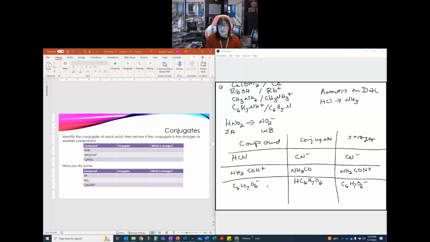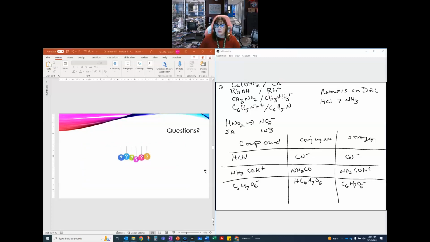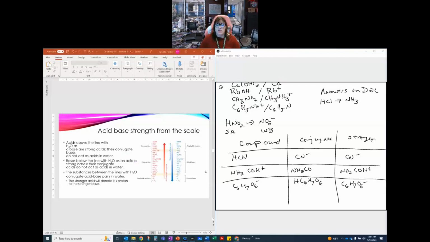Is HCN a good acid or a bad acid? And if it's a bad acid, then it's more able to go back to become HCN. If NH2COH plus comes from a weak base, which it does, then the more active species is, once we've added that proton to it, losing that proton again. Okay, so that's what we're talking about. Questions, comments, problems on any of that?